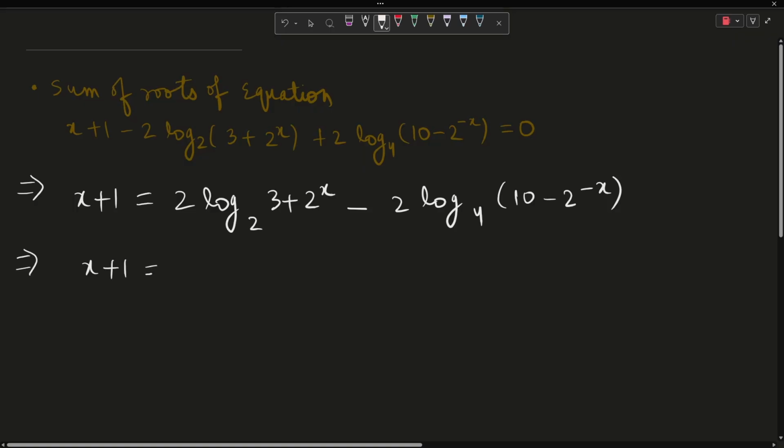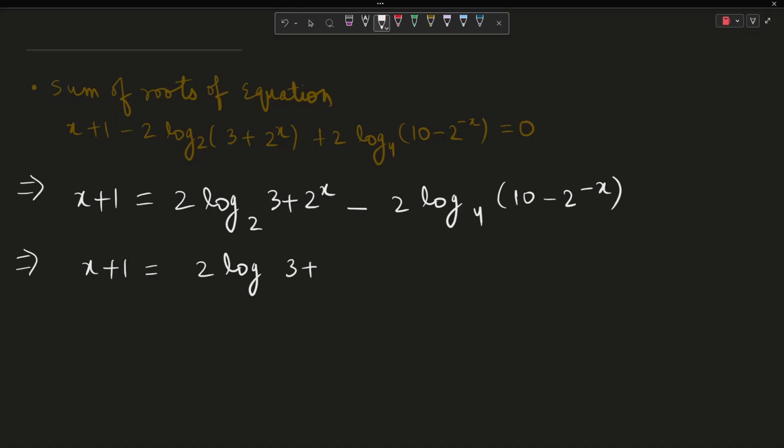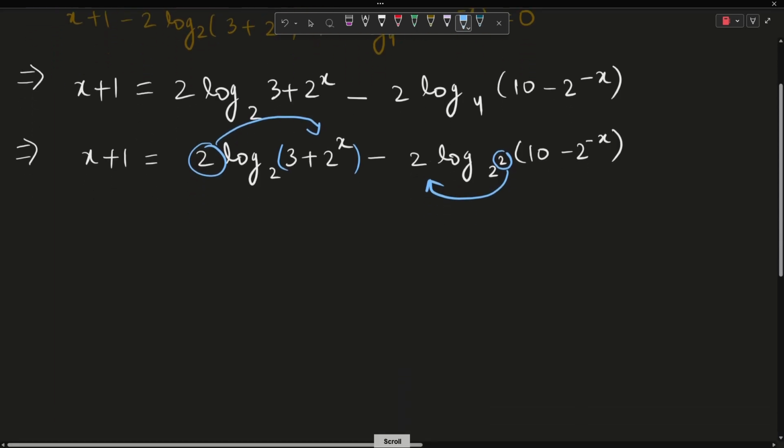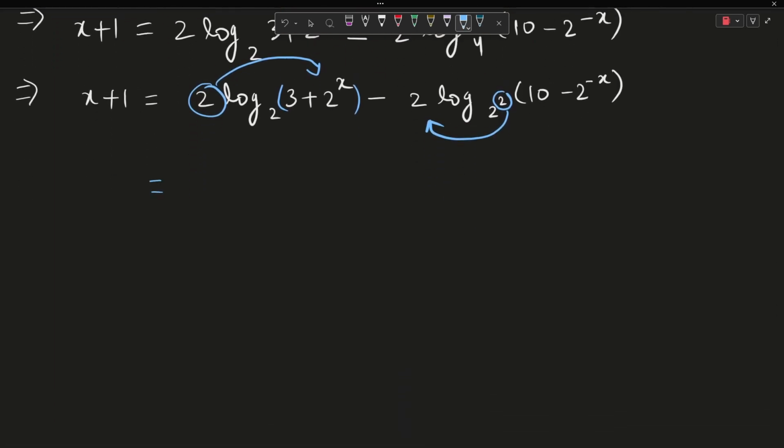x plus 1 can be written as 2 log 3 plus 2 to the power x to the base 2 minus 2 log base 2 square of 10 minus 2 to the power minus x. Now we will use some properties of log, shifting this 2 in the power of 3 plus 2 to the power x, and this 2 which is in the power of the base will be shifted in the denominator. These are the properties of log, you might be aware of it.